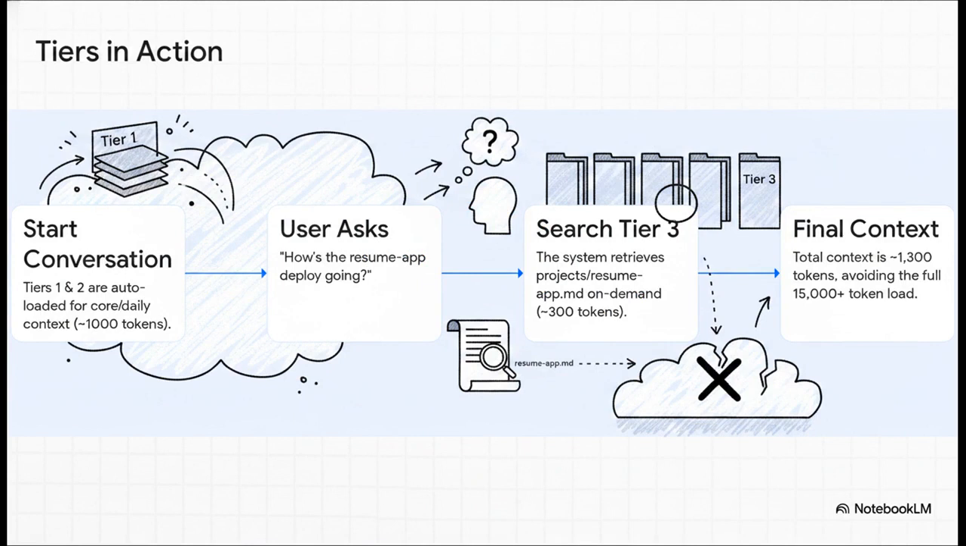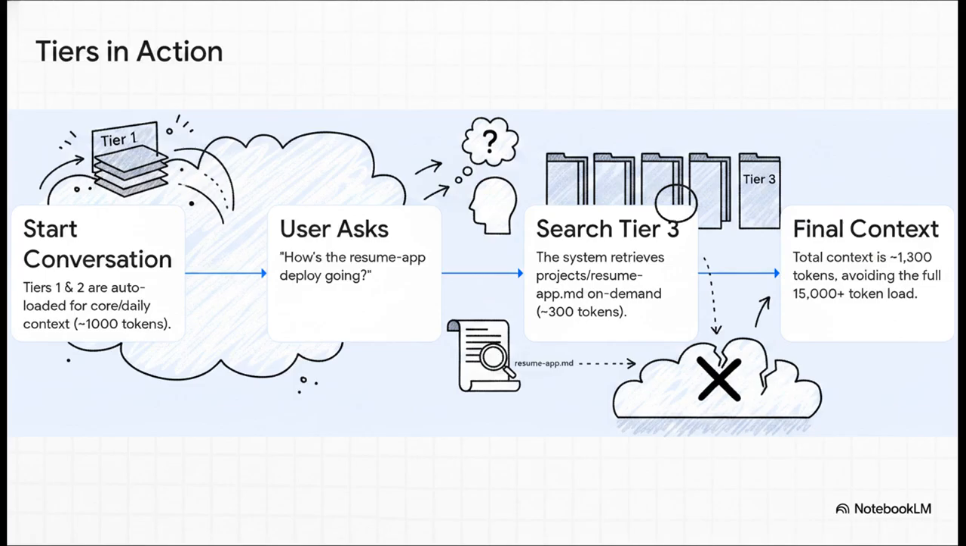Let's see how this all works together in practice. So, a new conversation starts. Right away, Tiers 1 and 2 are automatically loaded. That's about 1,000 tokens, give or take. Then, you ask a specific question, like, how's the resume app deploy going? The system then searches Tier 3, finds only the relevant file, projects/resumeapp.md, and loads that into context. And the result? Your total context is just around 1,300 tokens, and you've completely avoided loading the massive 15,000-plus token memory base.